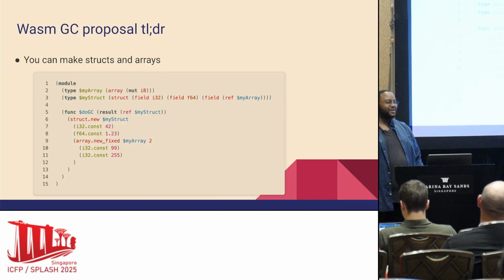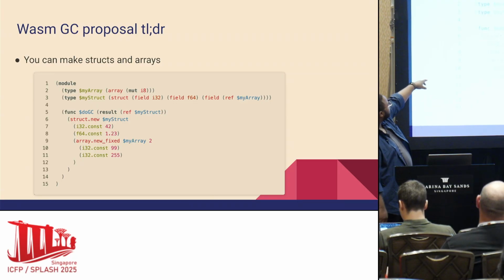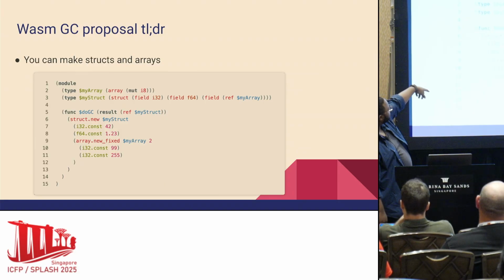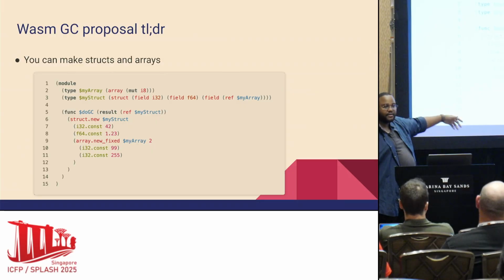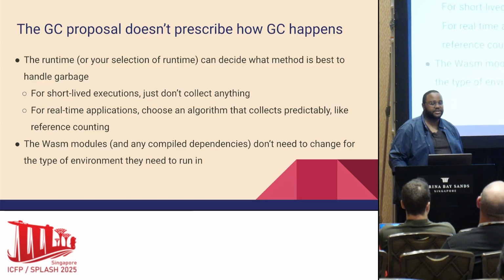So a lot of folks get really worried when they hear about the GC proposal. It's like, oh, WebAssembly has this whole GC thing that I have to worry about now. All it is, you can make structs and arrays, and then ideally, maybe, possibly, they'll be freed at some point. That's the idea. It's really simple. If you look at this WebAssembly code here, we create a new struct. It's got some values in it. We create an array. That's it. It's really not too scary. That's everything that has to do with Wasm GC.